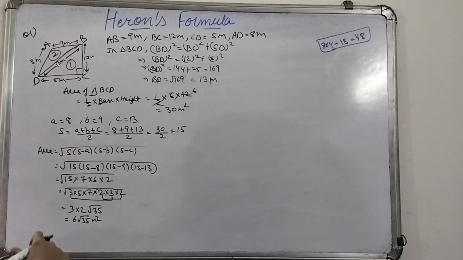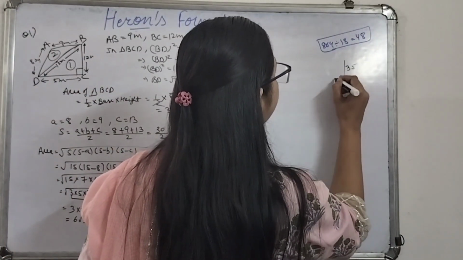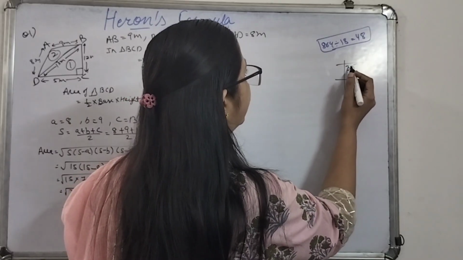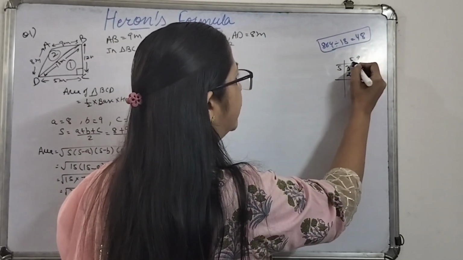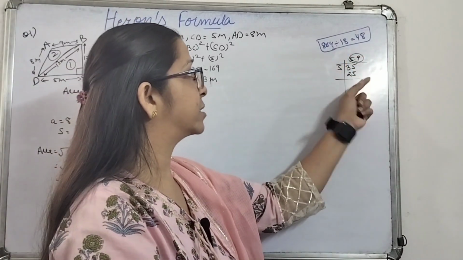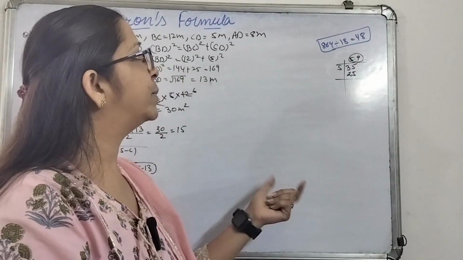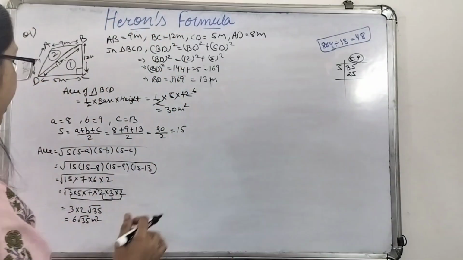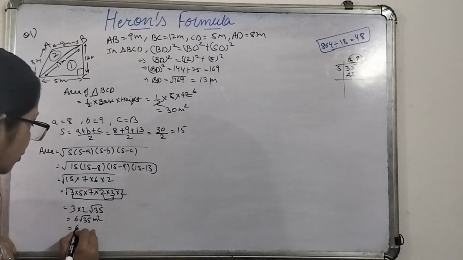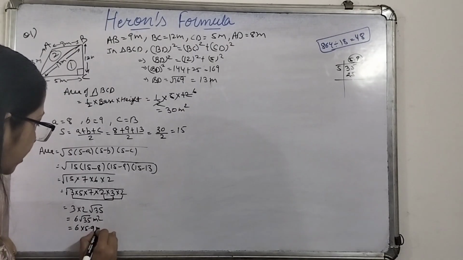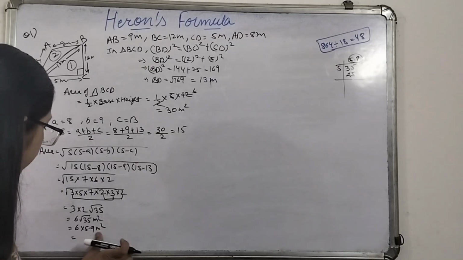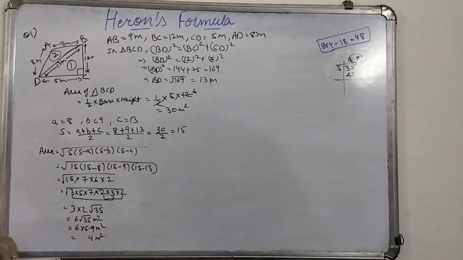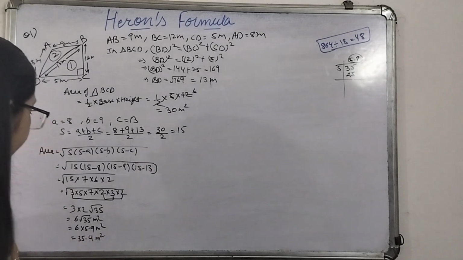If we want to find its value, we have to find the square root of 35. Just check it out: 5 times 5 is 25, 6 times 6 is 36. So it will be around 5.9 something, approximately, because 6 times 6 is 36. The square root of 35 will be somewhere near 5.8 or 5.9. Suppose we consider it to be 5.9. So 6 multiplied by 5.9: 6 times 9 is 54, 6 times 5 is 30, 30 plus 5 is 35, so 35.4 meter square.